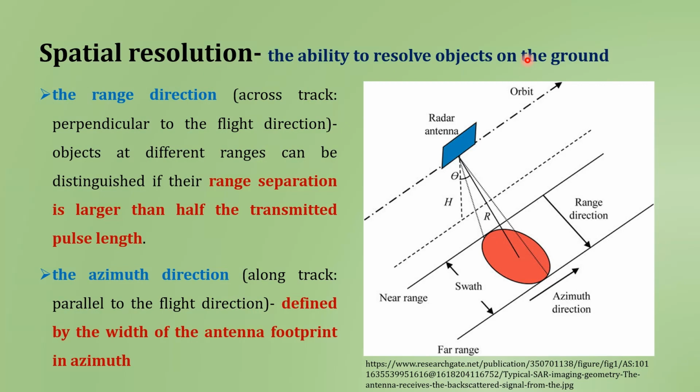In active microwave remote sensing, spatial resolution is given in two dimensions, the range resolution and the azimuth resolution. The range resolution is calculated for the range direction, that is the across-track direction, or we can say perpendicular to the flight direction. Range resolution depends on the pulse length, and objects at different ranges can be distinguished if their separation is larger than half the transmitted pulse length.